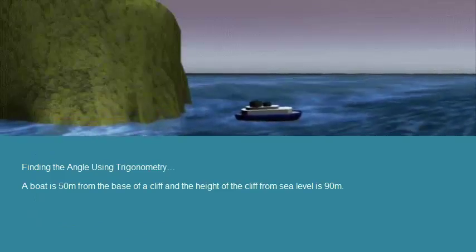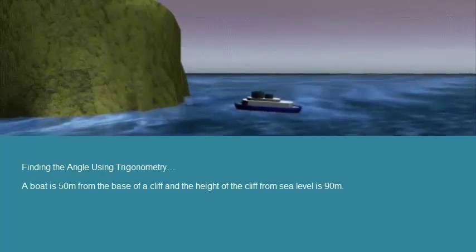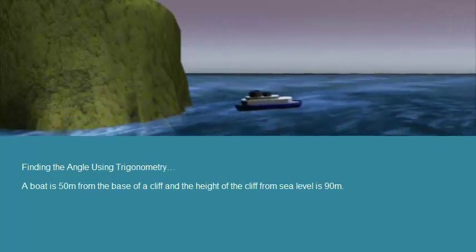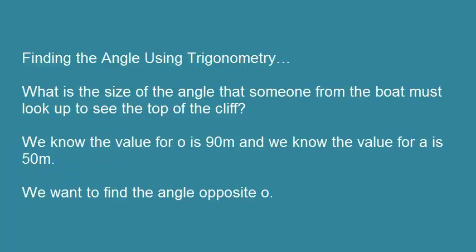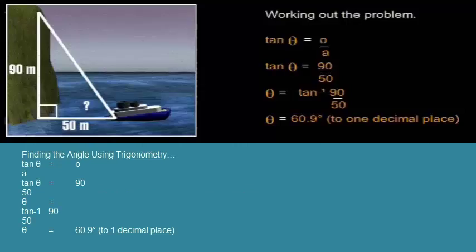A boat is 50 meters from the base of a cliff, and the height of the cliff from the sea level is 90 meters. What is the size of the angle that someone from the boat must look up to see the top of the cliff? We know the value of O is 90 meters, and we know the value for A is 50 meters. We want to find the angle opposite O.